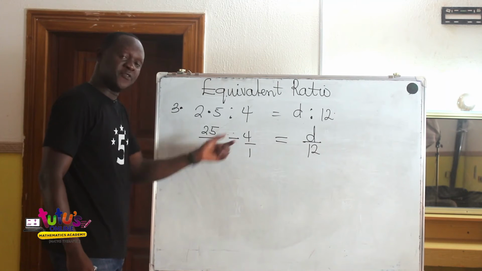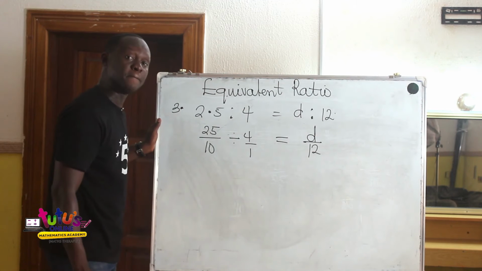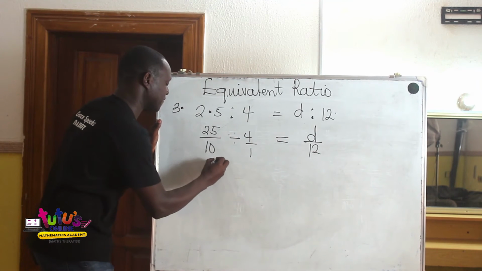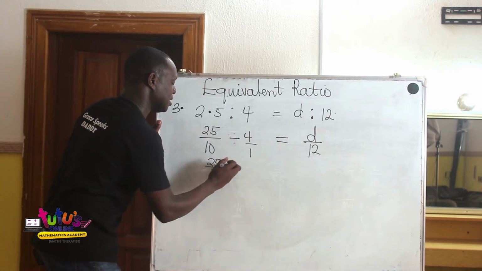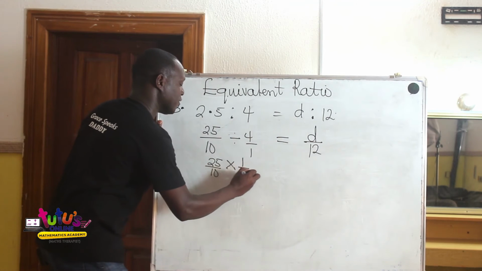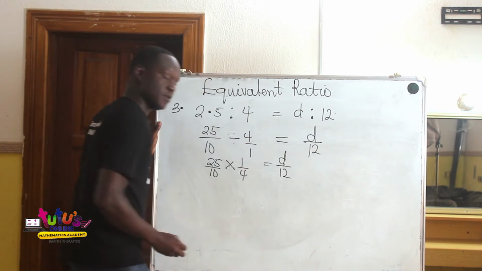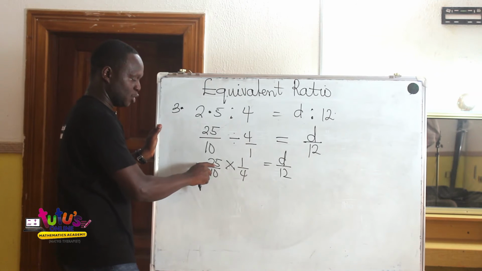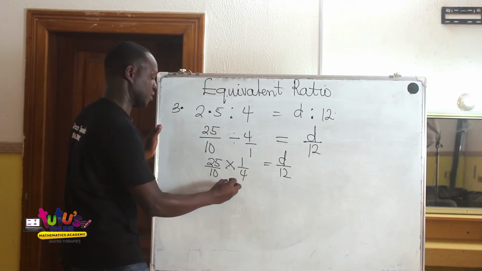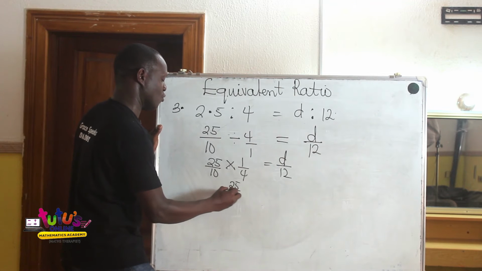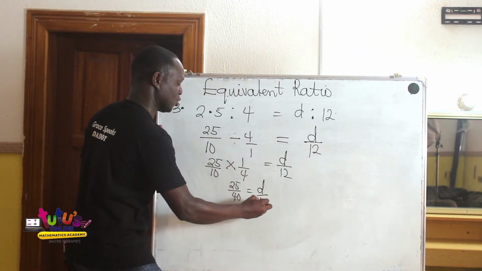What do you do when you have a division sign? Overturn the fraction on your right, then change this to what? Multiplication. So this is 25 over 10 times 1 over 4 equal to D over 12. So 25 times 1 is 25. 10 times 4 gives us 40. So that's 25 over 40 equal to D over 12.